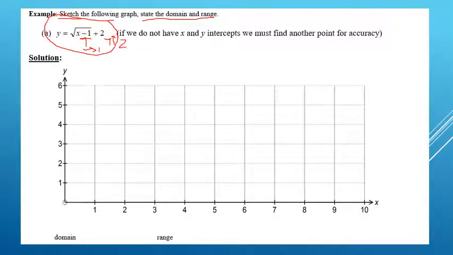The way we sketch these graphs is to think about what the standard square root graph looks like. So the standard one starts down here at the origin, goes through 1, 1, goes through 4, 2, and goes through the coordinate 9, 3.